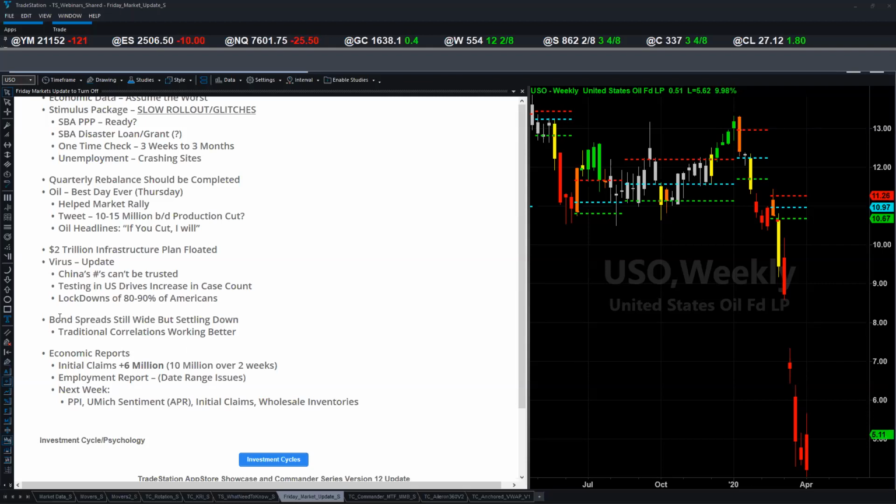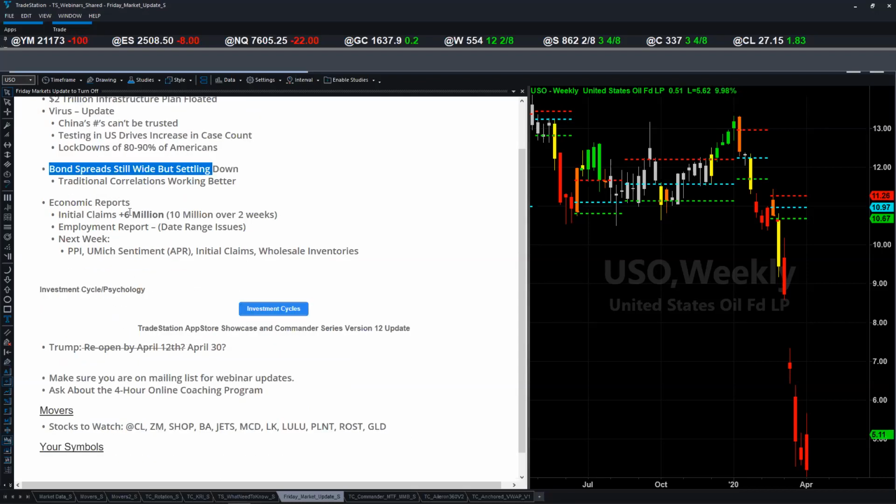Bond spreads still widening, but settling down. And the good news is that this week, traditional correlations are working much better. That's because the Fed is really going very strongly into the bond markets, whether it is the investment grade corporate markets, the treasuries, possibly even buying some munis. So we saw this plus 6 million. We talked about that. Next week, we have PPI, University of Michigan, industrial claims and wholesale inventories.